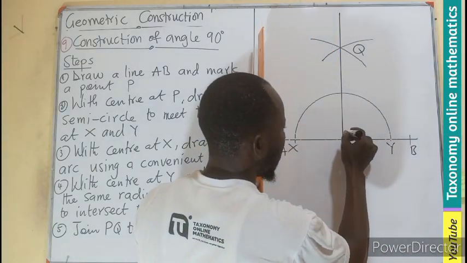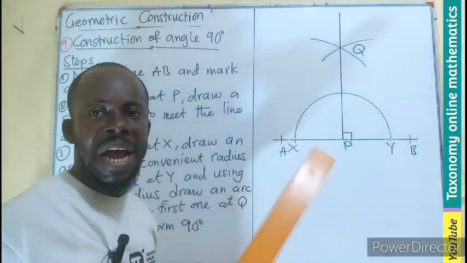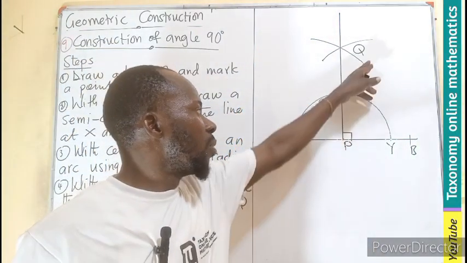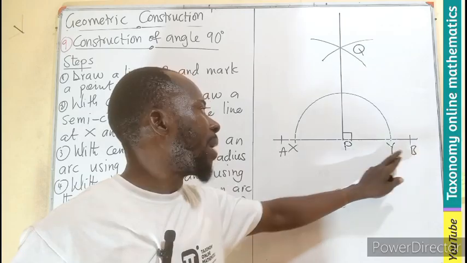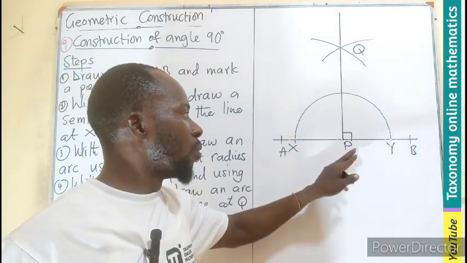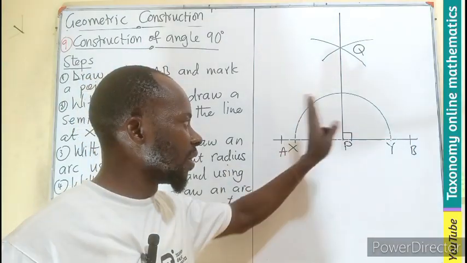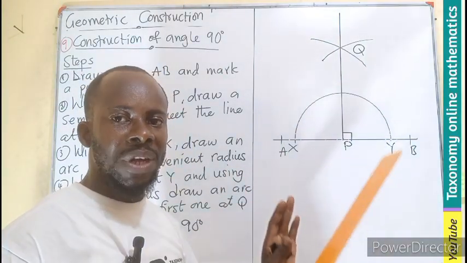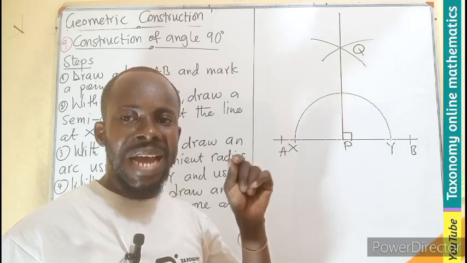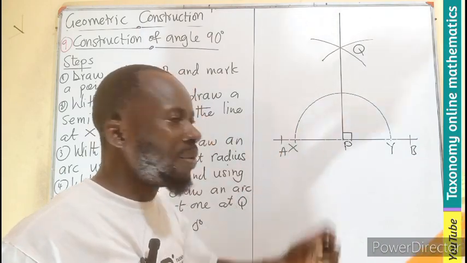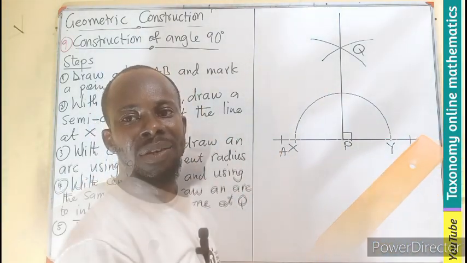So this is a 90 degrees if the angle we are looking for is between PQB. But if we are looking for QPA, then we put the right box here. Both are 90 degrees. So this is 90, this is 90. This is one way of constructing the angle 90. Let's deal with the second aspect of making angle 90.